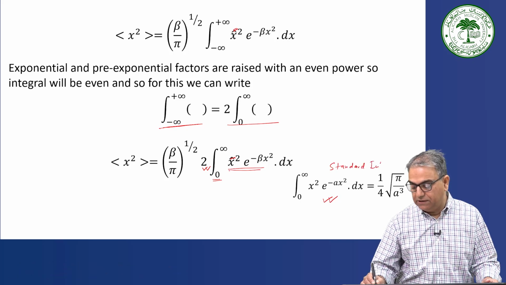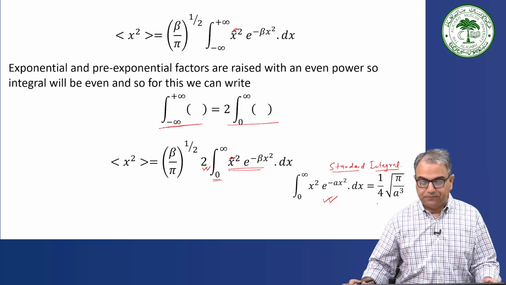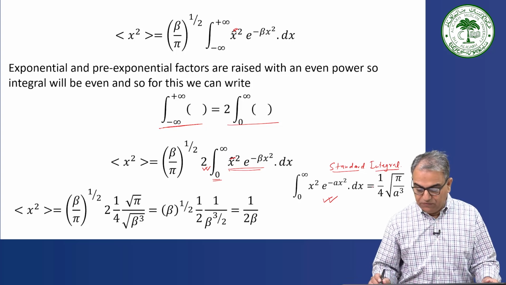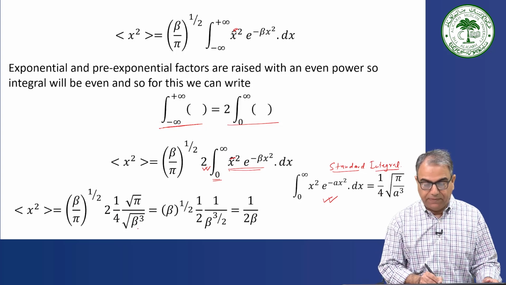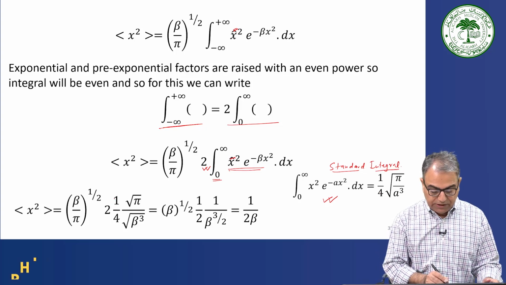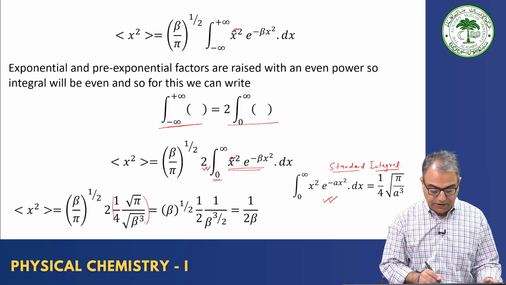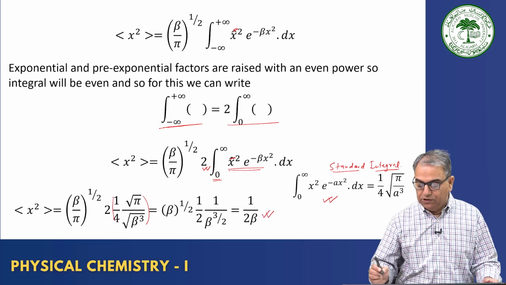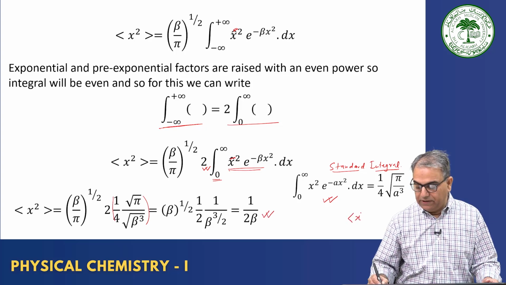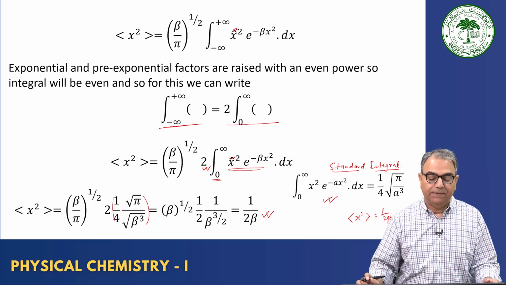In most cases, we will not do the integration stepwise, we will use the standard integral. So if you use this standard integral, the equation you get is 1 by 4 times root pi over root beta cube. This is the value of the integral, and this finally gives you 1 over 2 beta. So the expectation value of x square we reach at is 1 over 2 beta, and the expectation value of x is 0, that we have done.